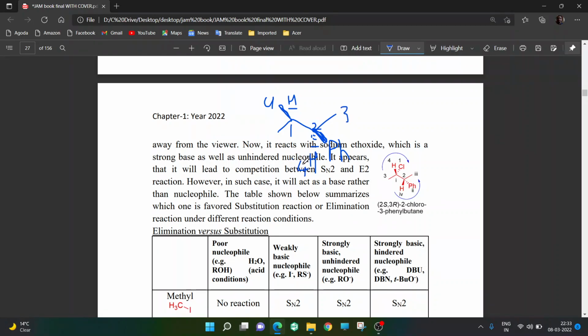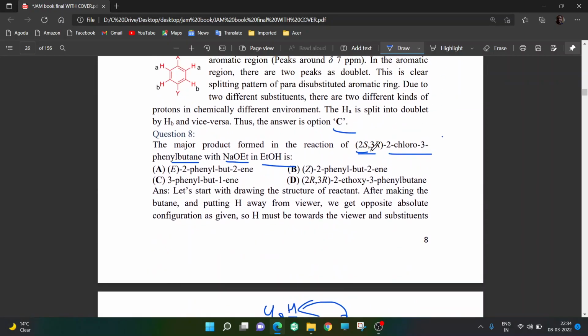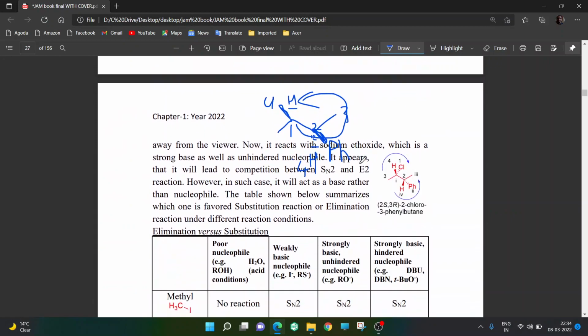Now we have to look only at 1, 2 and 3. So it is like this, right? So it is anti-clockwise. So it looks like S, but what they have asked is R. So that's why we had to change, and then we had to put H in front and the other group behind. So this is your product.